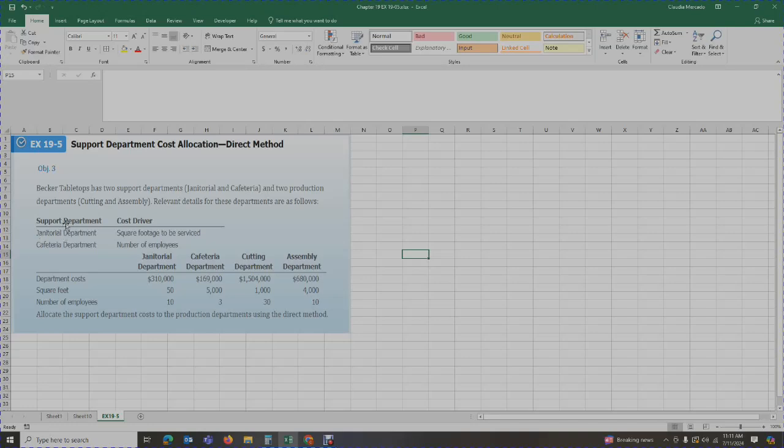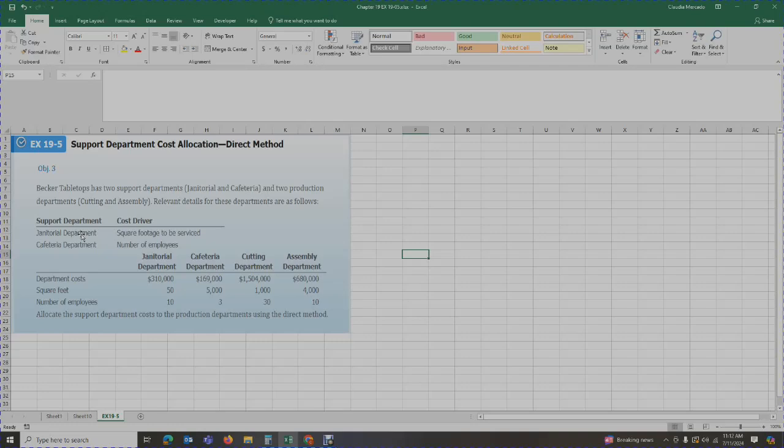Okay, so the support department, the janitorial department, the cost driver for them is the square footage to be serviced. So we're going to be categorizing the expenses based on how much square footage they have to clean for each of the production departments. So we have the two production departments, cutting and assembly. And the job of the janitorial department is to keep those two departments clean, okay?